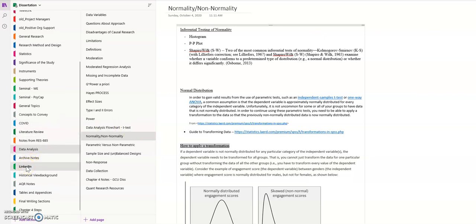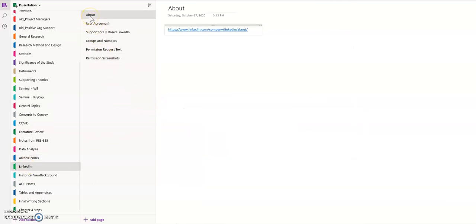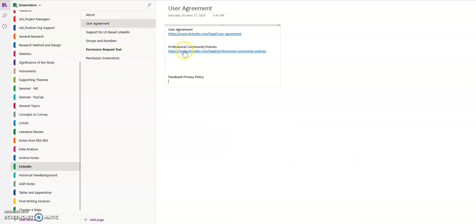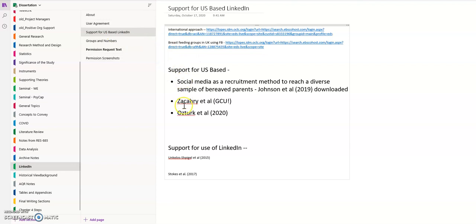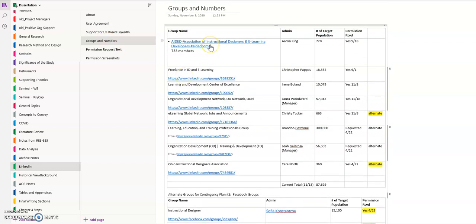I also am collecting data through groups on LinkedIn. So I have information about LinkedIn. I have links to their user agreements and community policies. I have support for different things about LinkedIn, like using LinkedIn, and also US-based instructional designers instead of just focusing on a certain region. I also identified specific groups that I wanted to post in, and you'll see all of the names here.